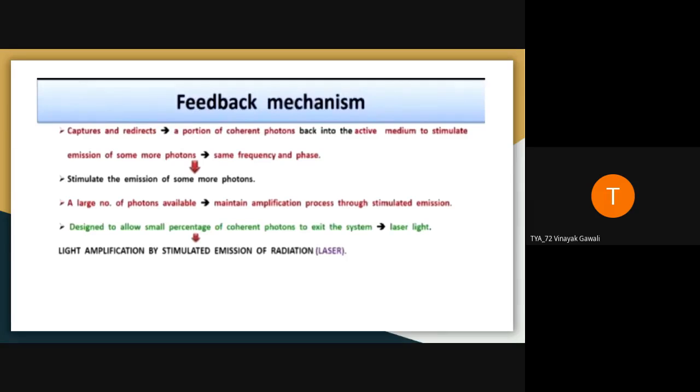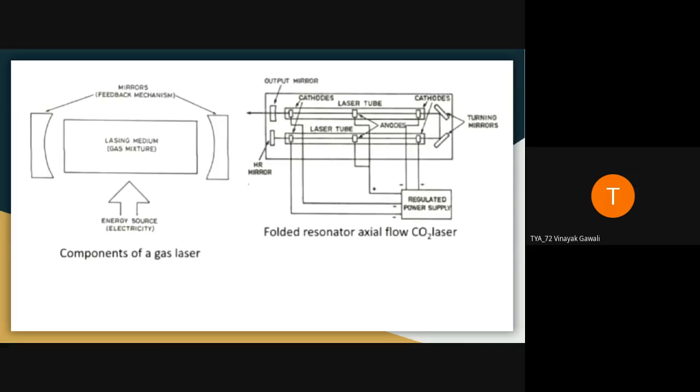Amplification is to go for more and more, through that stimulated emission. It also maintains the amplification process through this stimulated emission. This feedback mechanism is designed to allow some percentage of this coherent photon to exit the system as laser light, which is used for the machining purpose.